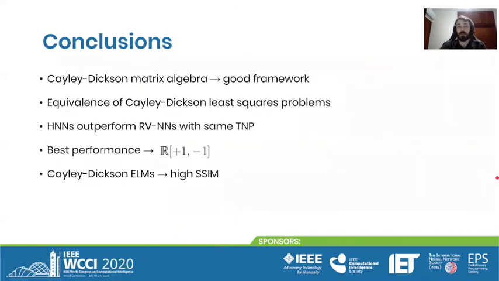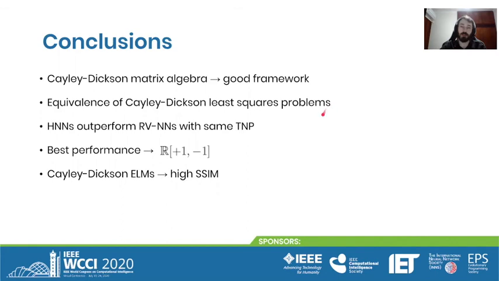Now, to talk a little bit about the conclusions of this work, the two main contributions we had were, first, the framework we were able to provide for the Cayley-Dickson matrix algebra. We were able to convert these operations nicely into real-valued linear algebra operations. And second, the formulation for the Cayley-Dickson least squares problem. So we formulated this problem as a multiplication of real matrices. Pretty simple, pretty effective, and it allows us to take advantage of the fast computational software we have available.